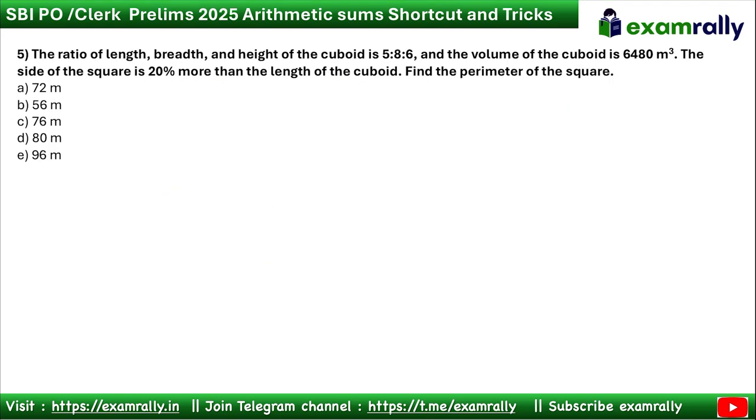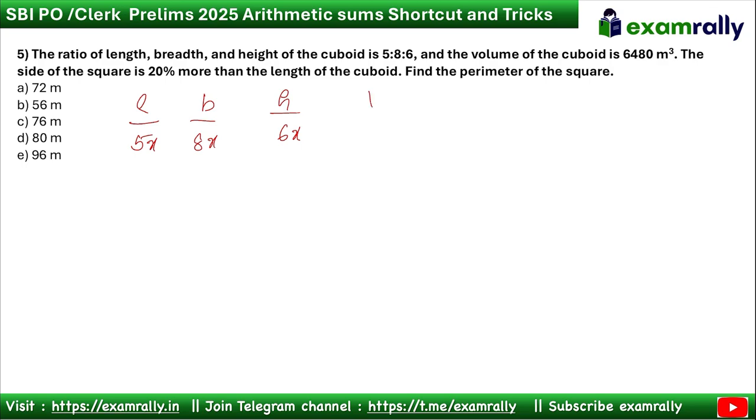Next one. The ratio of length, breadth and height of a cuboid is 5:8:6 and the volume of the cuboid is 6480 meter cube. The side of a square is 20% more than the length of the cuboid. Find the perimeter of the square. See here, the length, breadth and height of the cuboid are given in ratio, not in real form. So to make it real, we can multiply a variable x to all three. That is 5x, 8x and 6x.